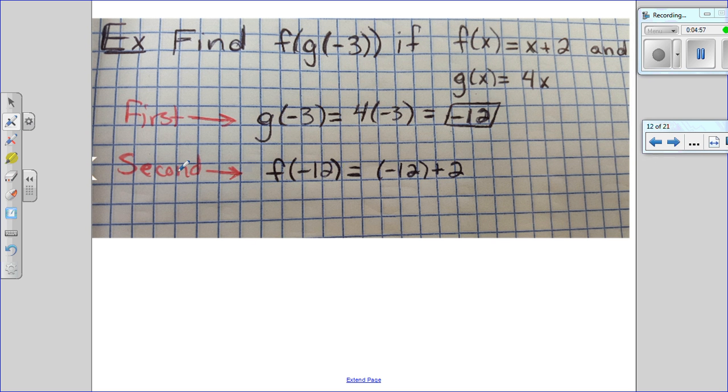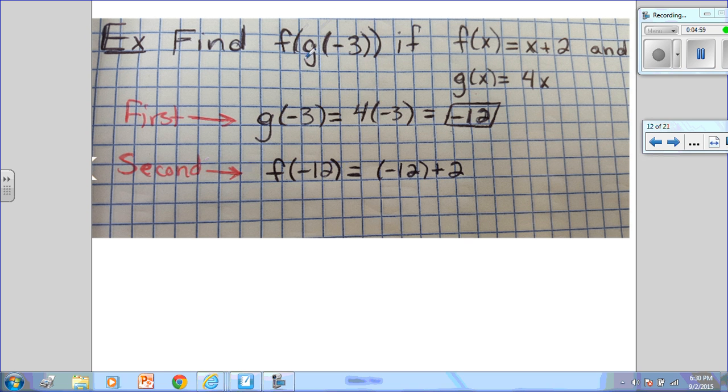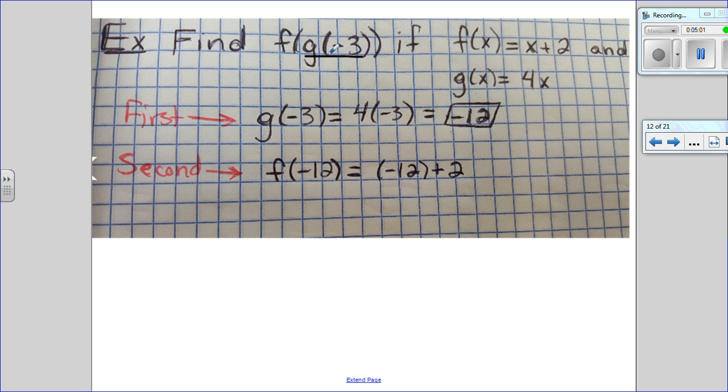Second, now that I finished with this part right here, I'm going to plug it into f. So now here's the second substitution. This number is going to go into f of x now. Okay, so I'm going to look at f of x, and it's x plus 2. So instead of x, I put negative 12 plus 2, and that is something simple.